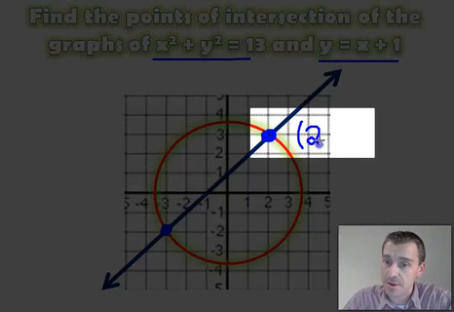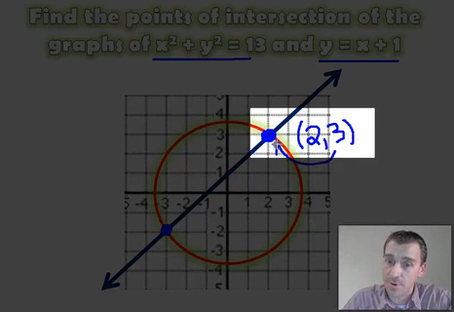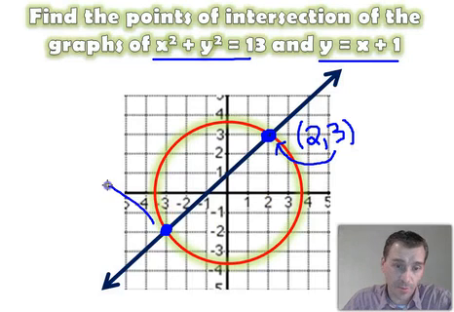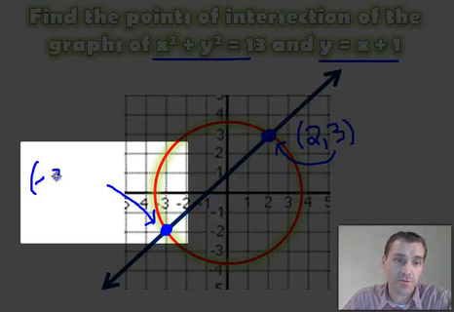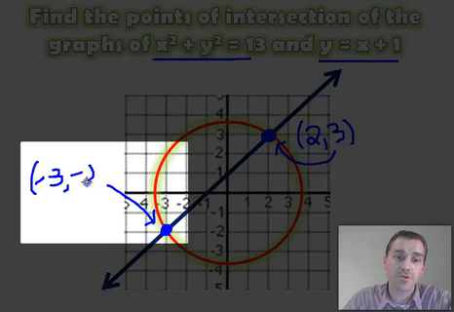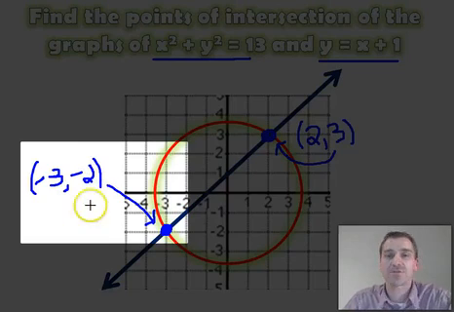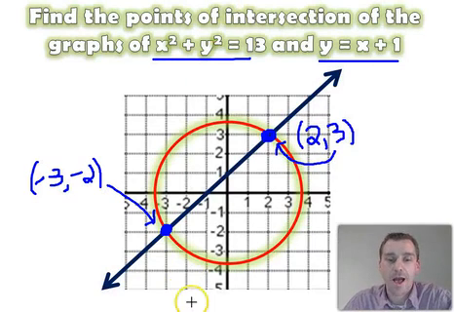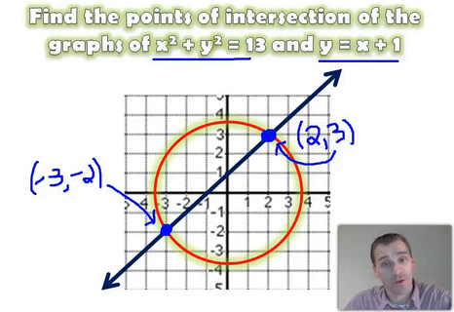The answers are two things. One is 2, 3, this first point right there. And then this second point right there, that guy is -3, -2. So there are my two answers to the question. How cool was that? Let's do another example.